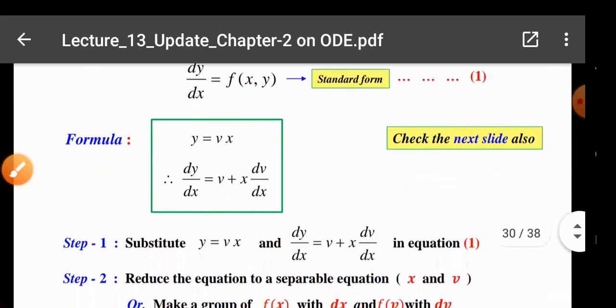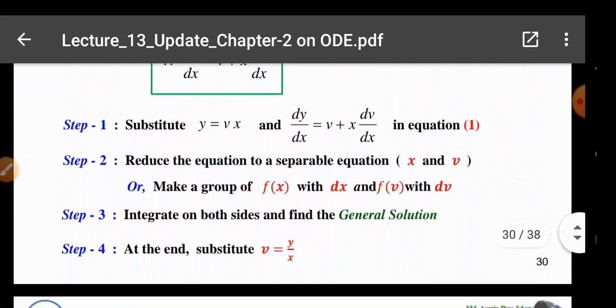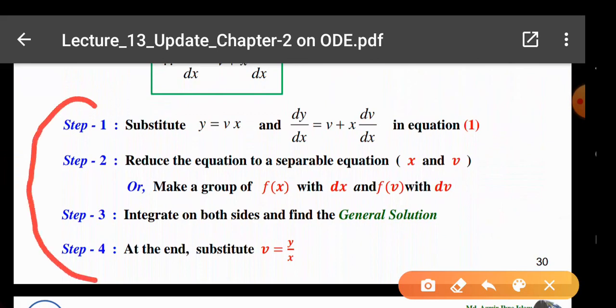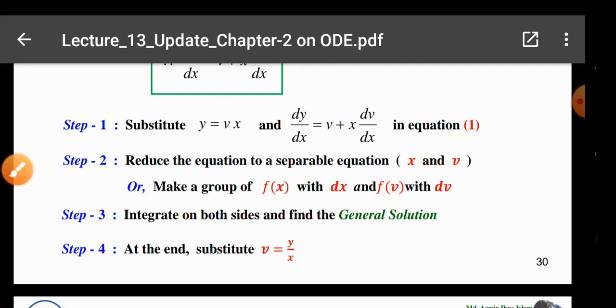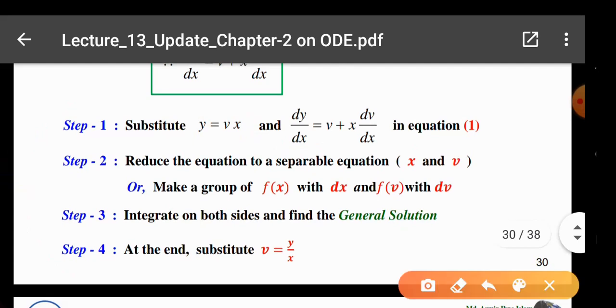So just to find the solution of this homogeneous differential equation, we have to follow a total of 4 steps. In step 1, find dy/dx by substituting y equal to vx, and replace y and dy/dx in equation 1. Then you will get a function of x and a function of v. That means after making this substitution, the homogeneous differential equation will become a separable differential equation. Okay, and you know how we can solve a separable differential equation.